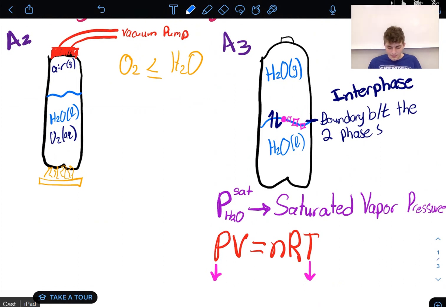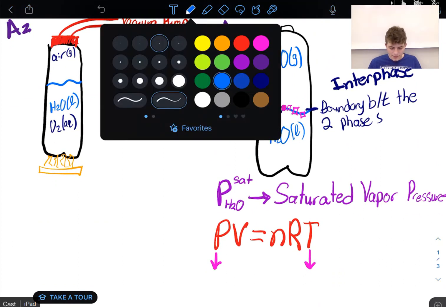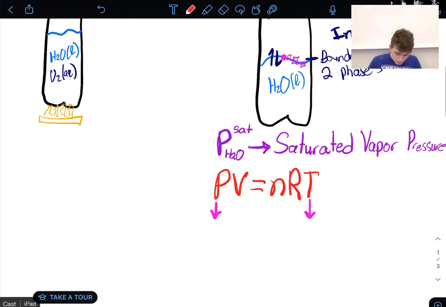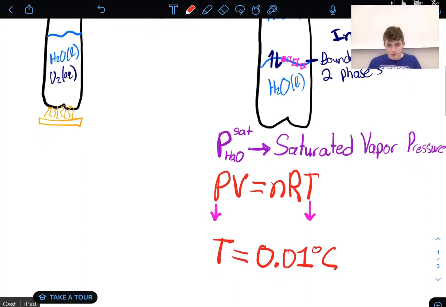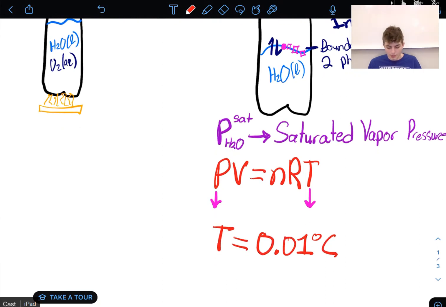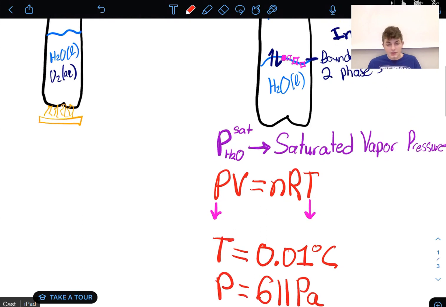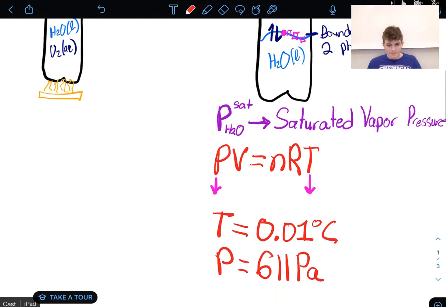The same is true for the triple point, right? At the triple point, the actual temperature of water is a little bit above freezing at 0.01 degrees Celsius. This is what the temperature is going to drop to once we reach our triple point, which makes our pressure equal to something around 611 pascals.